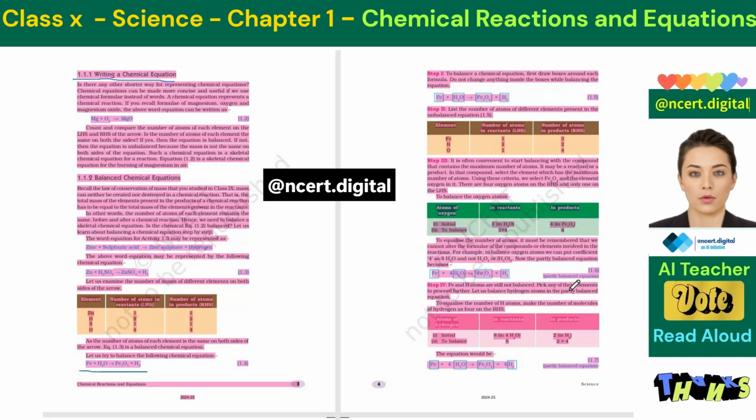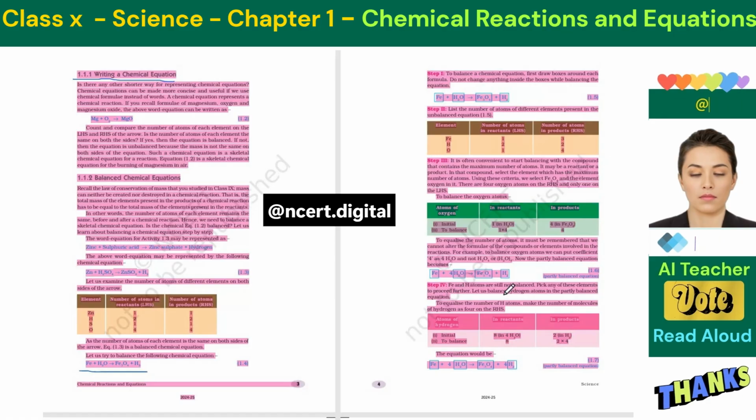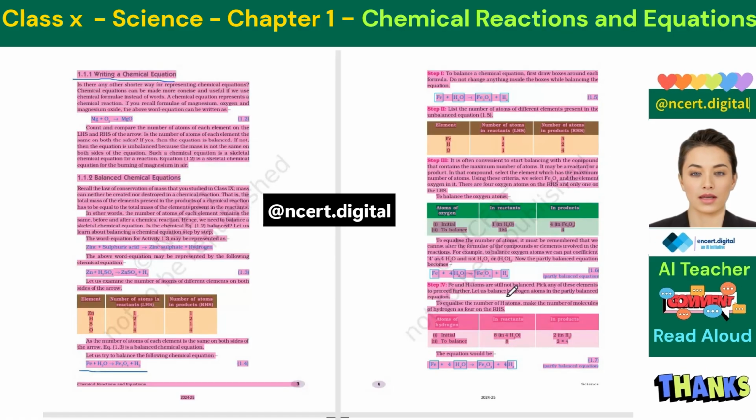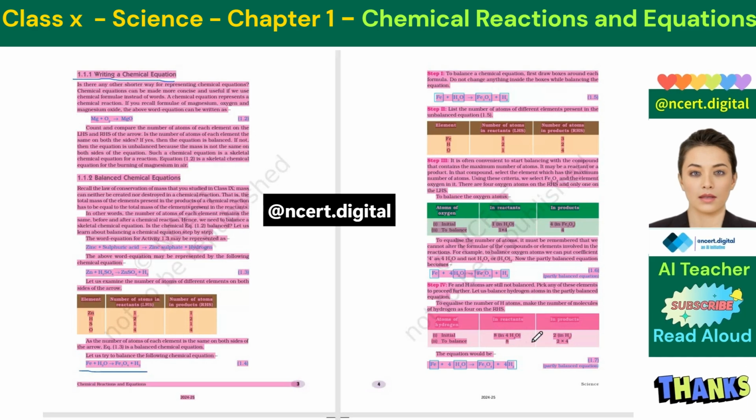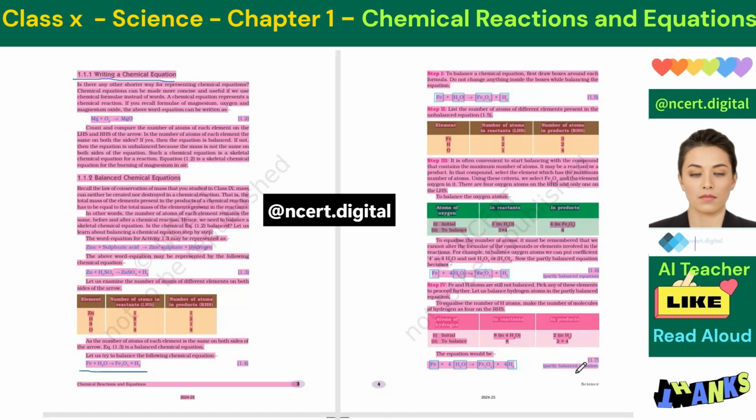Step 4. Fe and H atoms are still not balanced. Pick any of these elements to proceed further. Let us balance hydrogen atoms in the partly balanced equation. To equalize the number of H atoms, make the number of molecules of hydrogen 4 on the RHS. Hydrogen atoms in reactants: initially 2, to balance 8 in 4H2O; in products: 2 in H2, times 4 gives 8. The equation would be Fe + 4H2O → Fe3O4 + 4H2 (1.7), partly balanced equation.